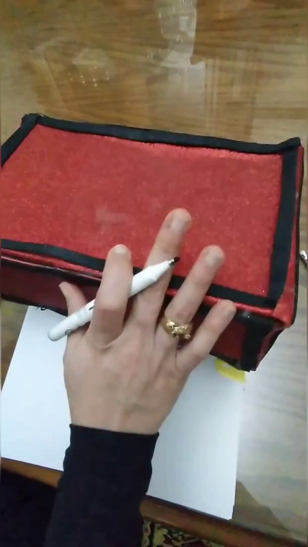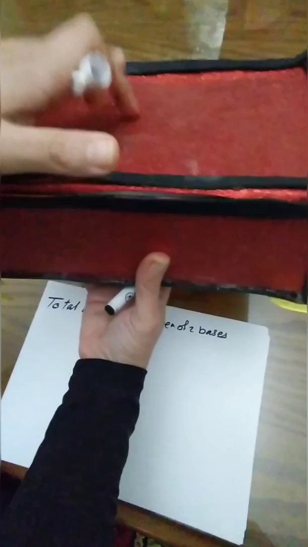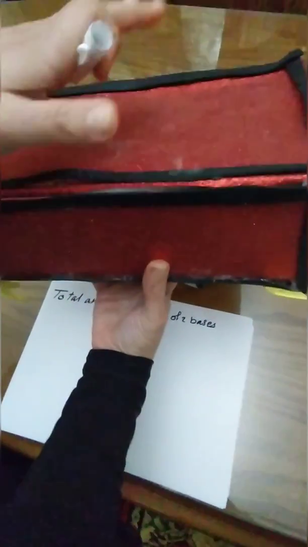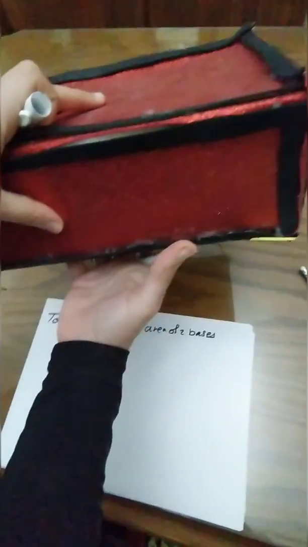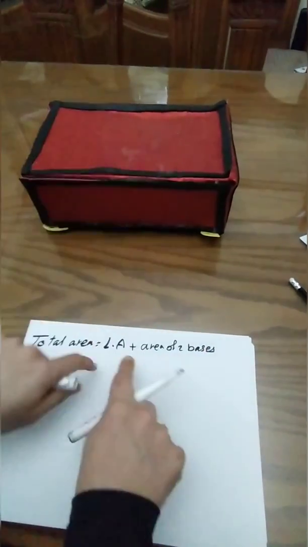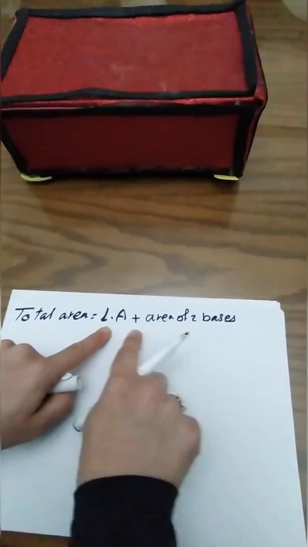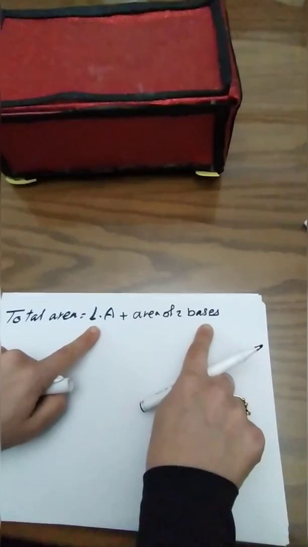Okay, so to know what is the total area, add the lateral area you have to the area of 2 bases. This base and this one are called bases. This base and this is the other base. So I have to add lateral area to the area of 2 bases.